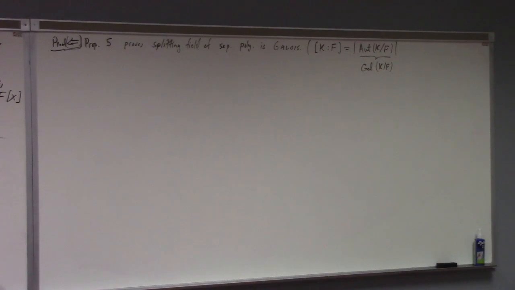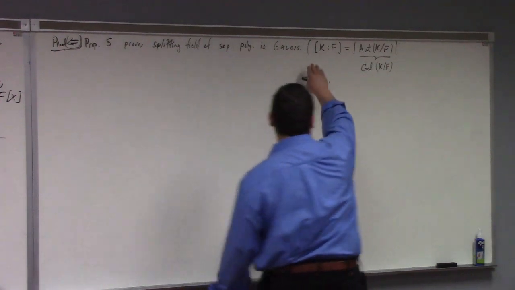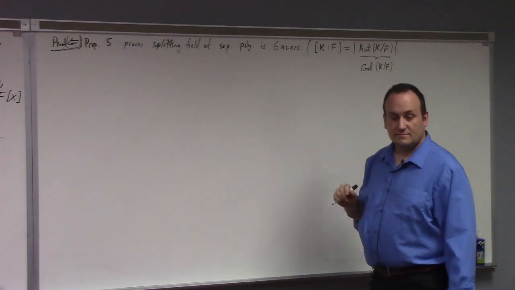It was indeed less than or equal to, but the follow-up sentence is where the goodness is, with equality if f of x is separable over F. So that is what proposition 5 says, yes. Proposition 5 literally says this in this context.